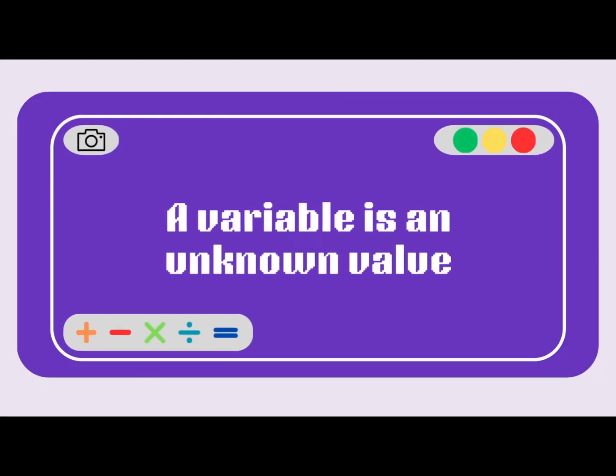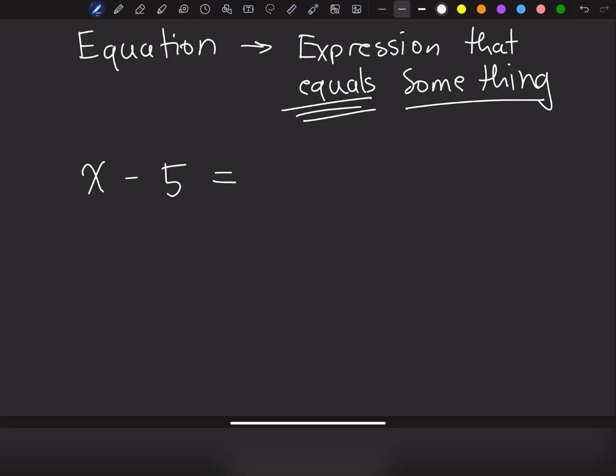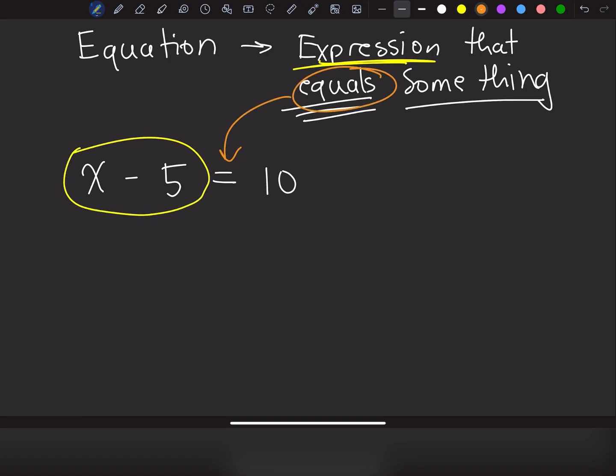Because remember, a variable is an unknown value. So, let's say our x minus 5 equals 10. Now, this is an equation because it's an expression, which is our x minus 5, that equals something. When we read this, we read it as x minus 5 equals 10. Okay, let's write another equation. How about 3 plus y equals 10? So we can find the value of the unknown variable y.